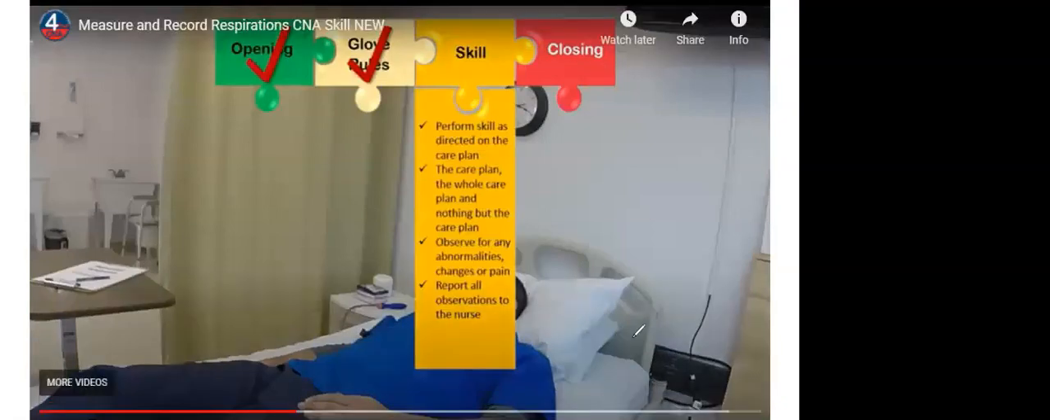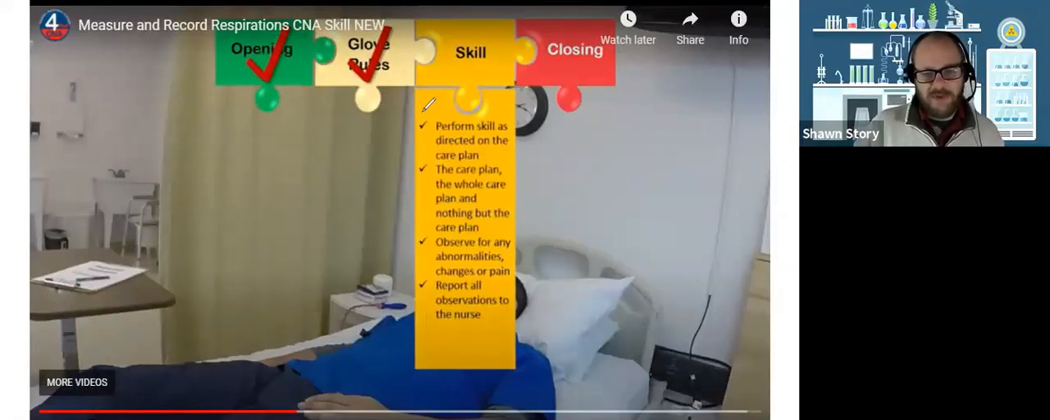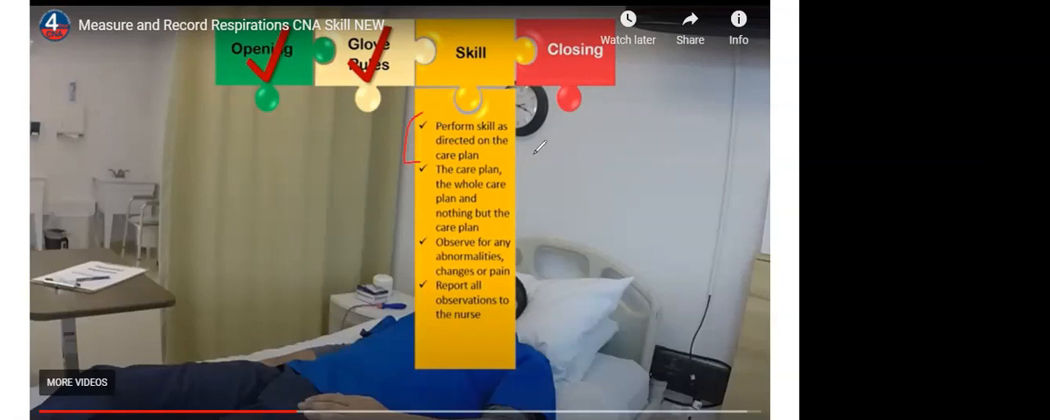All right, here's the skill itself. Who could read through these? First one. Perform skill as directed on the care plan. The care plan, the whole care plan, and nothing but the care plan. Observe for any abnormalities, changes, or pain. Report all observations to the nurse.